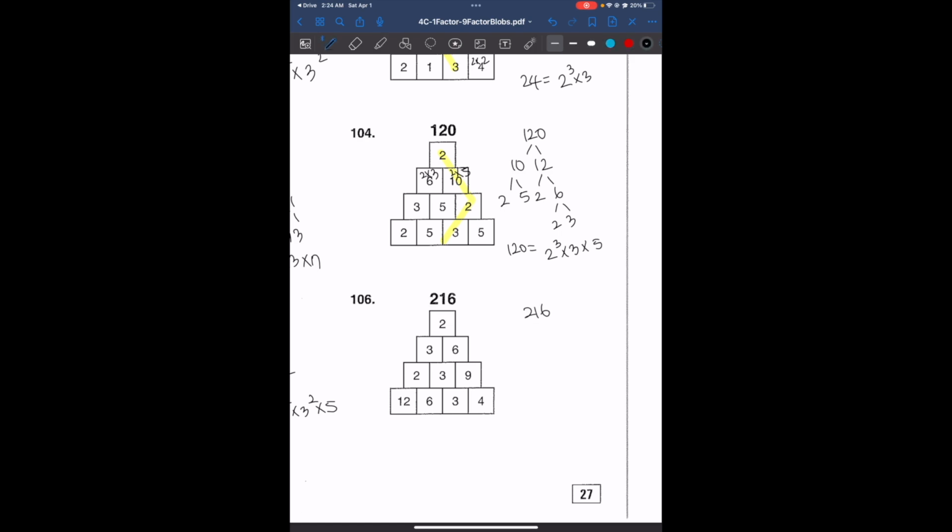For 216, since the sum of digits is 9, it's divisible by 9. So we're going to break 216 down into 9 times 24. And then break 24 into 12 and 2. So we have 216 equals 2 to the power of 3 times 3 to the power of 3.